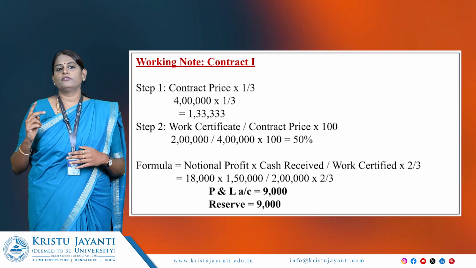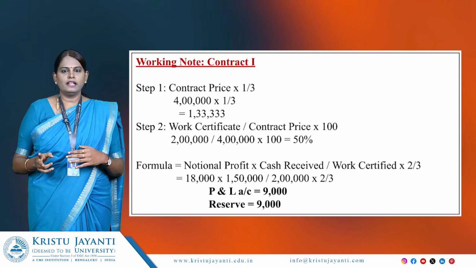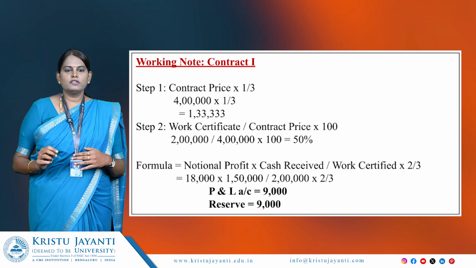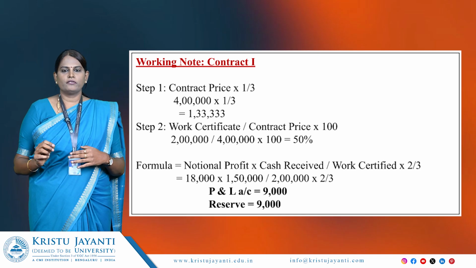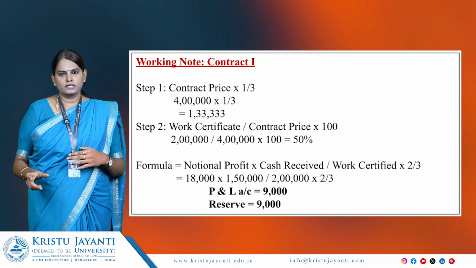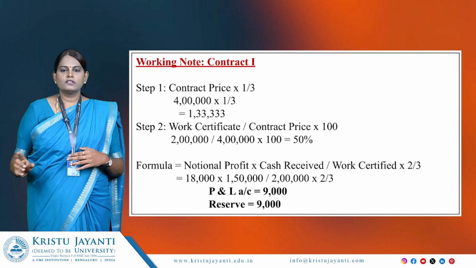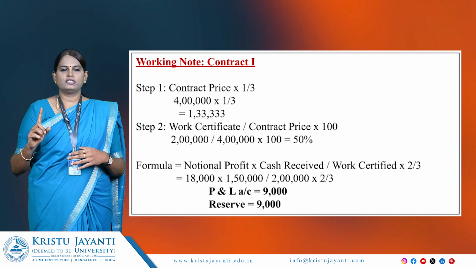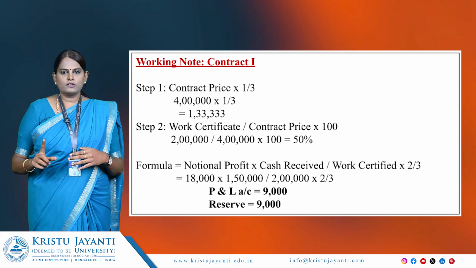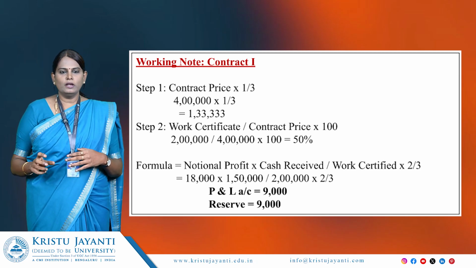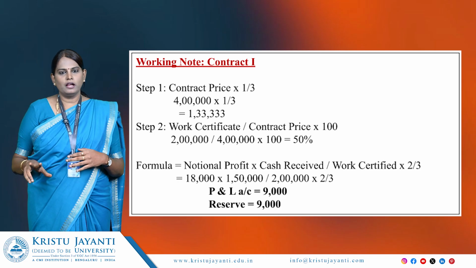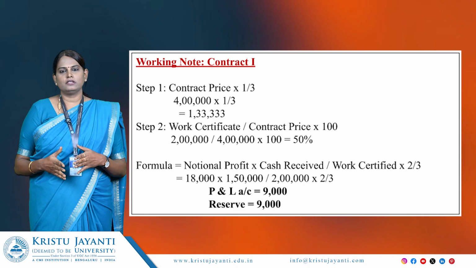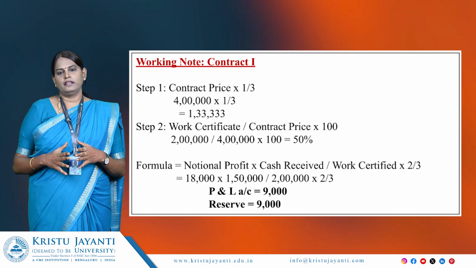So with this 2-step verification, you have decided that you can go ahead and calculate with the help of the 2/3 formula. So what is the formula? The formula is notional profit into cash received divided by work certified into 2/3. So you had got a notional profit of 18,000 into cash received, which is 1,50,000, and your work certified is 2 lakh. Now apply the 2/3 formula, then you will get 9,000 as P&L, and the balance out of 18,000 is another 9,000, which is maintained as reserve.